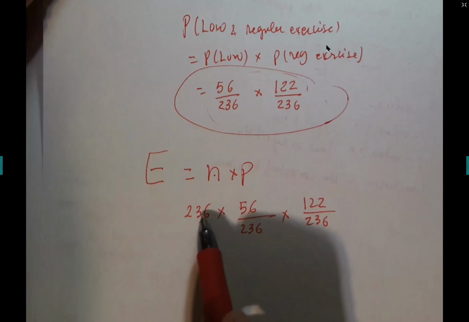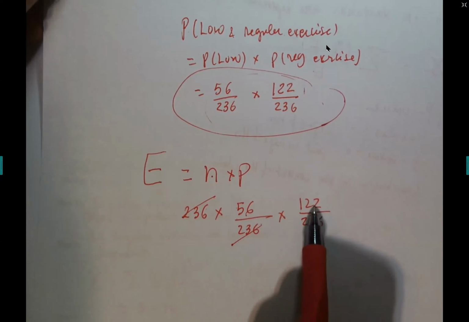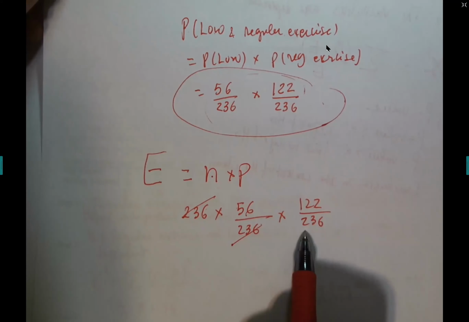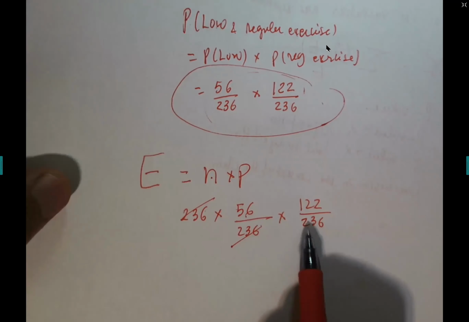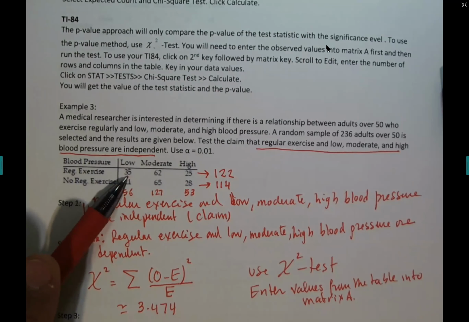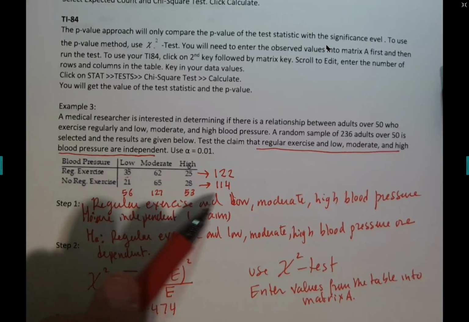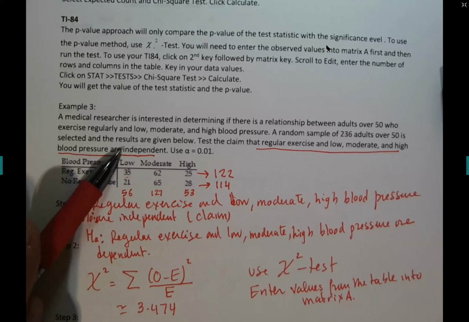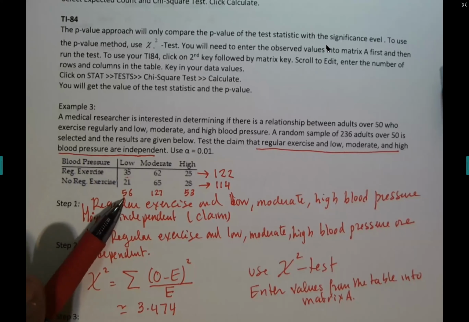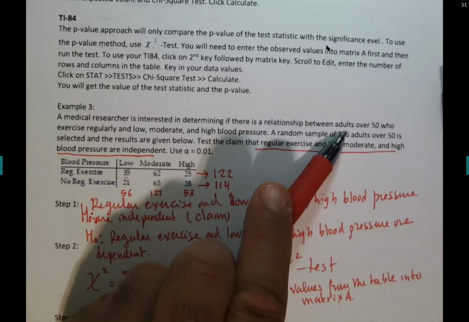Okay, look, guys, 236 and 236 cancels out. So you get 56 times 122 divided by 236. This is how I tell students to find the expected values if you're asked to do them. Look, to find the expected value of 35, you find the total of the row that 35 belongs to, which is 122, and the total of the column that 35 belongs to, which is 56. You multiply 56 times 122, and you divide by the grand total, which is 236.